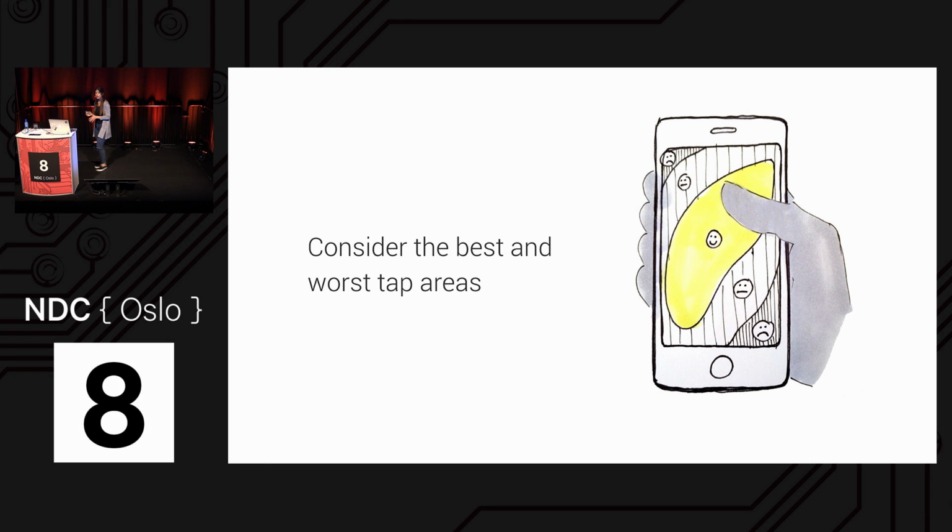First, consider the best and worst tap areas. This is really important to consider first, because after a lot of research, we found out that bottom left to top right is the best area for tapping. It's the most comfortable way to tap on a screen. The top left corner is actually the worst place, and Apple still doesn't get that. So we need to understand the best and worst tap areas, especially for our own app. We need to test and see what our audience wants.